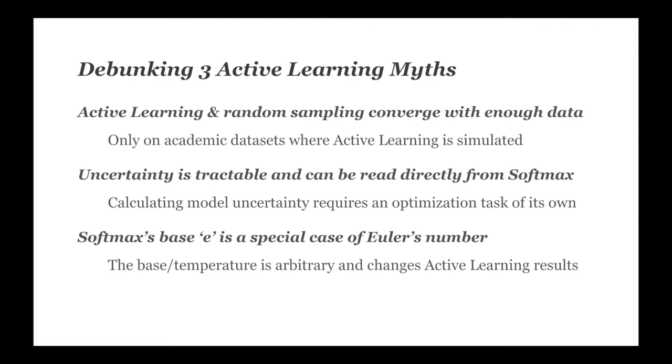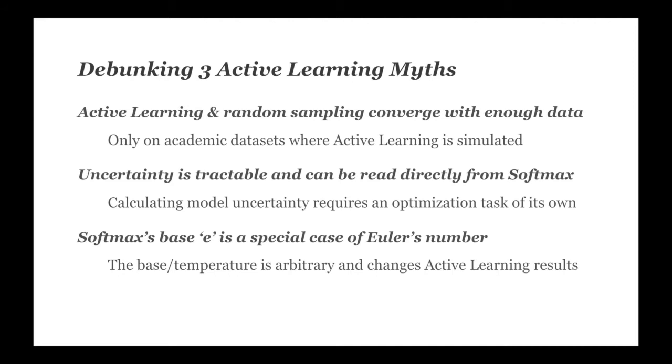Unfortunately, academic data sets are randomly sampled. So maybe an academic data set has 100,000 items, which were randomly sampled from a pool of 1 million items that you no longer have access to or the ability to create labels for. So if you look at a lot of academic papers which are simulating active learning, it can mislead you as to the effectiveness of active learning. Another is that uncertainty is tractable and can be read directly from softmax. I've seen people as prominent as Jan LeCun claiming this recently, and this simply isn't the case.